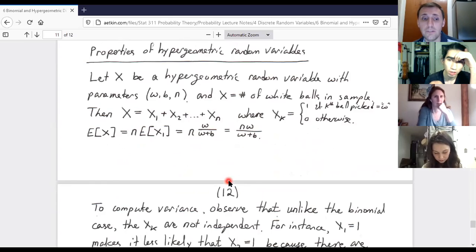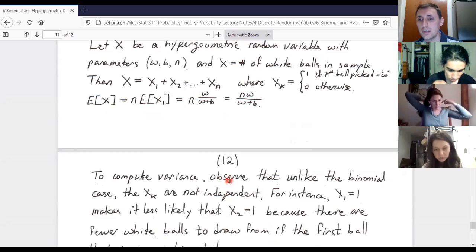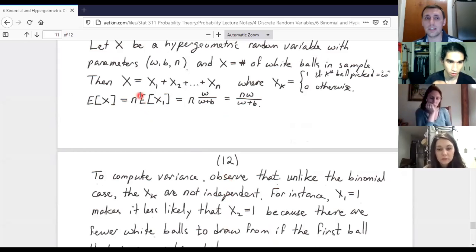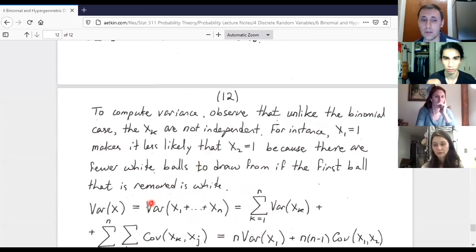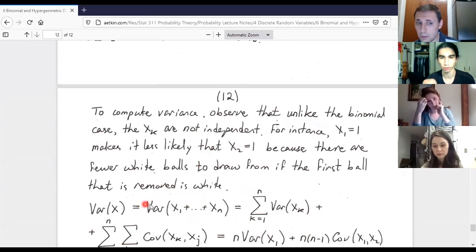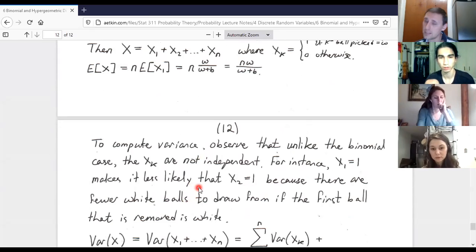How about the variance? Do you want to calculate it, guys? Is the variance of the sum the sum of the variances here? Would it just be n times w over w plus b times b over w plus b? Well, you have to be careful, because again, we cannot say that the variance is the sum of the variances, because they are not independent. We could say the variance of the sum is the sum of the variances only when they're independent. Expected value works all the time, but variance, we verified, does not.